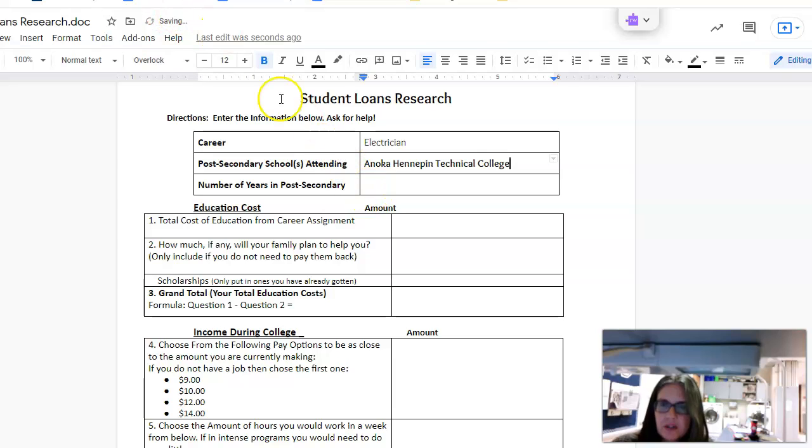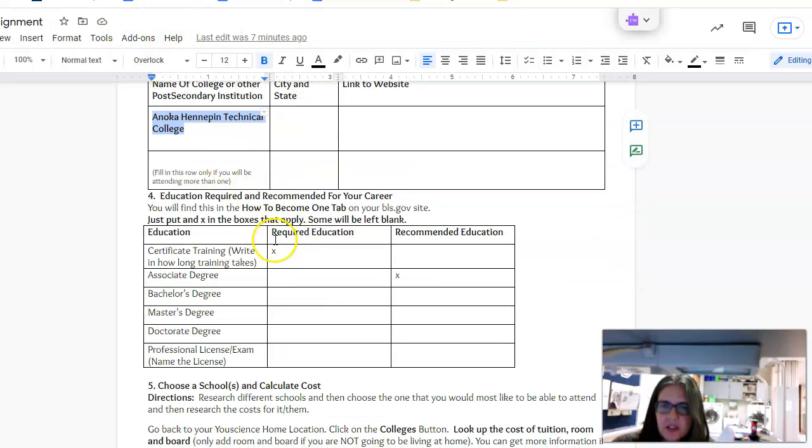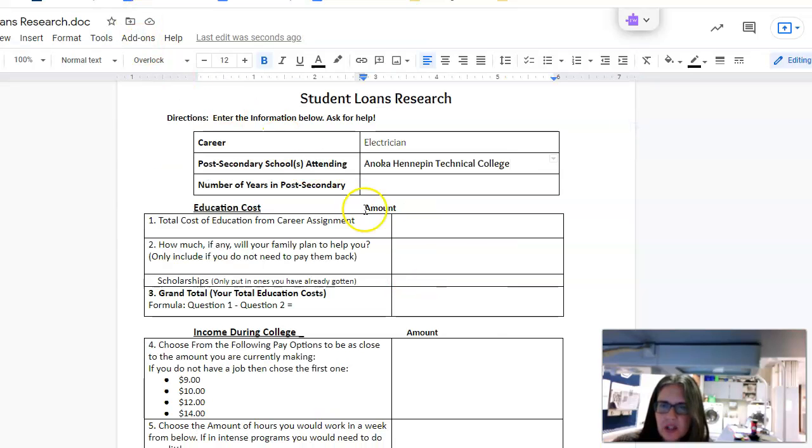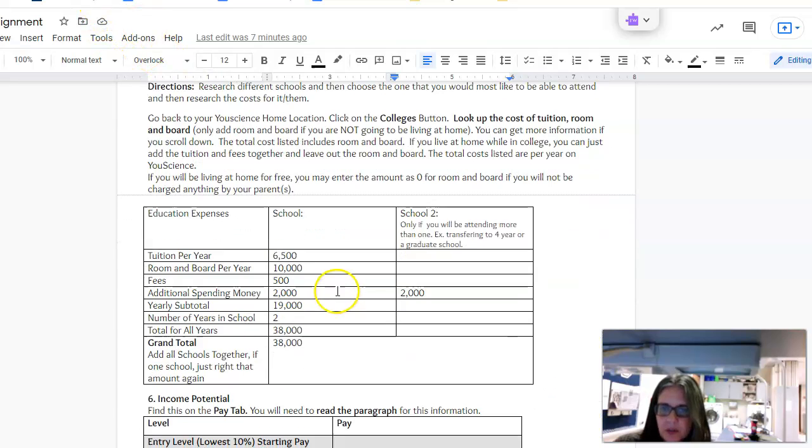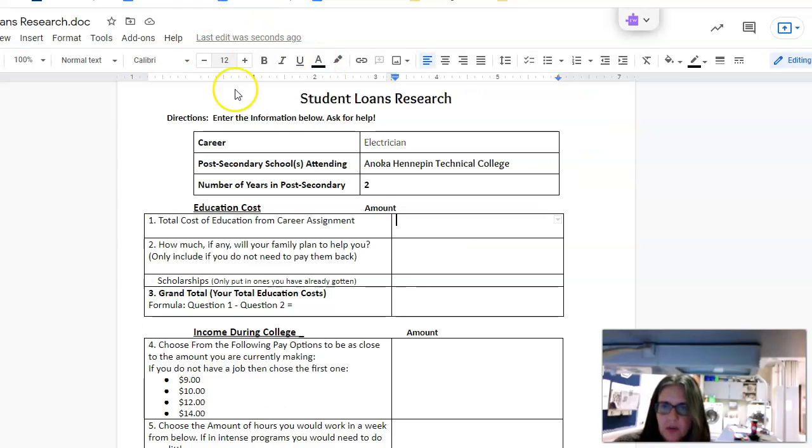Okay, and then number of years in post-secondary. This is where you'd have this information. I'm going to go with the recommended associate's degree and put 2. Okay, and then this is also where for number 1 I need my career assignment. I'm going to scroll down to here, and then basically this grand total number is what I'm going to copy over. So this gets copied right there.